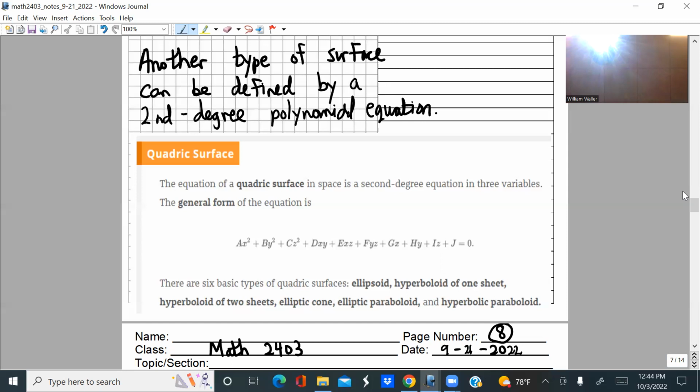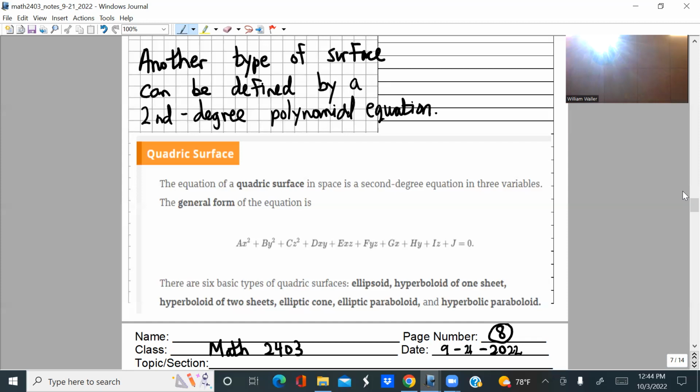So notice you have lots of possible terms in a second degree equation. How many? 10, in simplified form. So you can have kind of messy second degree equations.